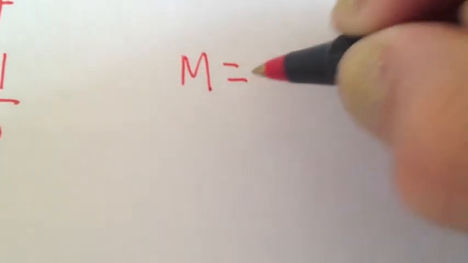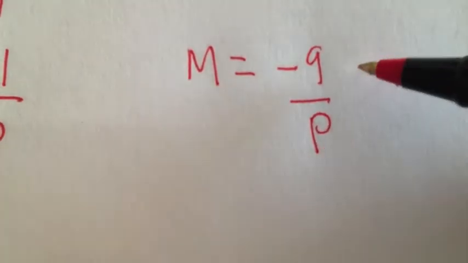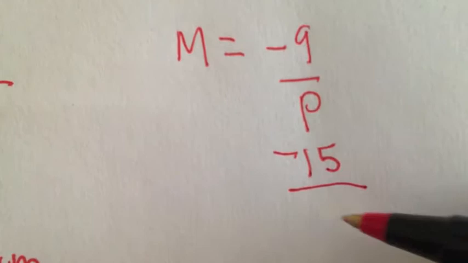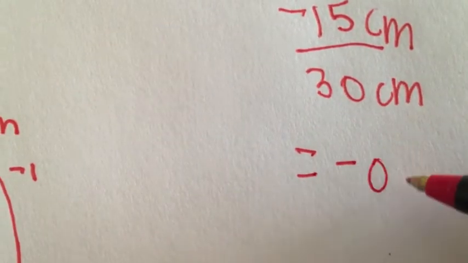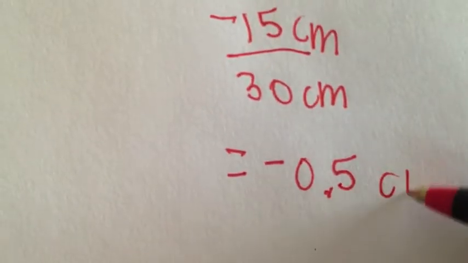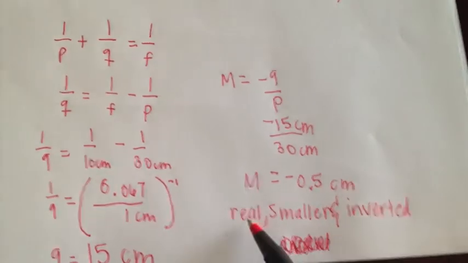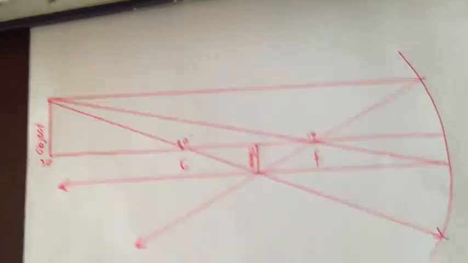Now I'm going to find the magnification, which is represented by M equals negative Q over P. And my Q value, which I just found, would be negative 15 over 30 centimeters, which is my object's length, which is going to give me negative half. And because of these two equations that I have just done, I have found out that my image is real, it is smaller than the original, and it is now inverted or backwards, represented right here.